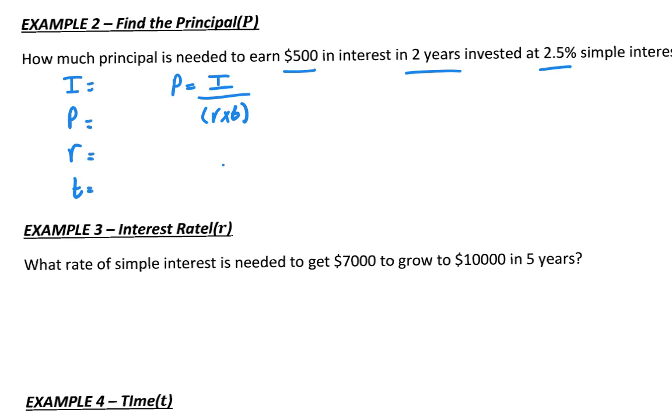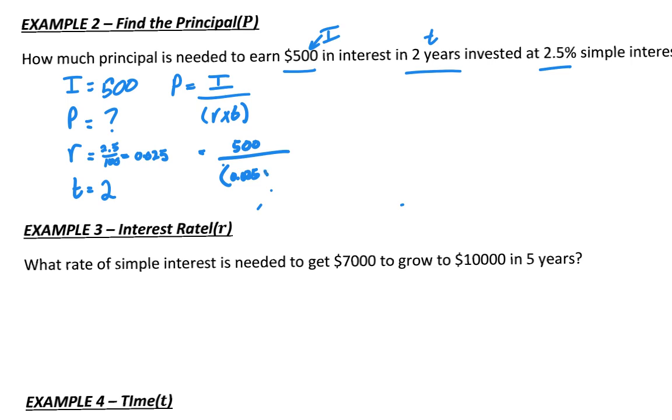Now, we do know I. Our interest is $500. So this part here is our interest I. The T is 2 years. It's already in years, so we don't need to change it, but our 2.5% needs to be changed into a decimal. So we go 2.5 divided by 100 equals 0.025.